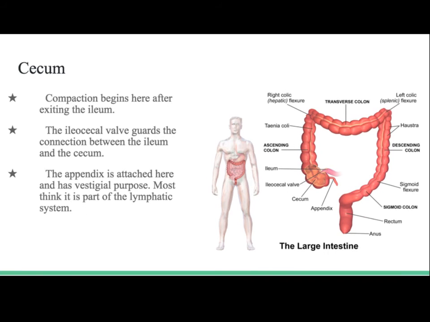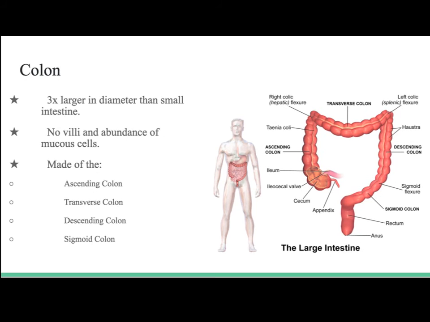So let's go through the parts. Once we exit the ileum, we have the appendix here, and that really doesn't serve that much of a purpose, but we have our compaction beginning here and exiting from the ileum. So the ileocecal valve is going to guard that connection between the ileum and the cecum and basically allow food to enter the colon.